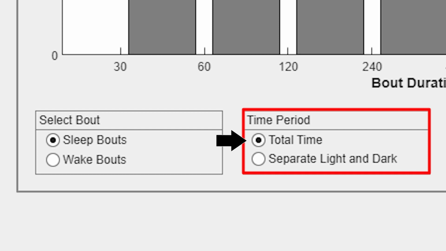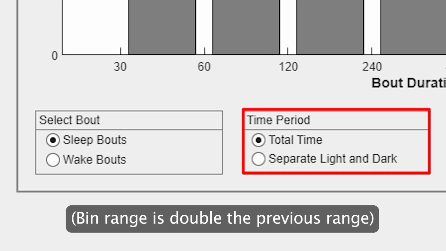This option bins the bout lengths over all 24-hour segments from the first light onset to the last light onset, while this option bins the bout lengths separately in the light and dark phases. If two light onsets are not included in the recording, then the whole recording is used. The bout lengths are binned over logarithmically scaled ranges.